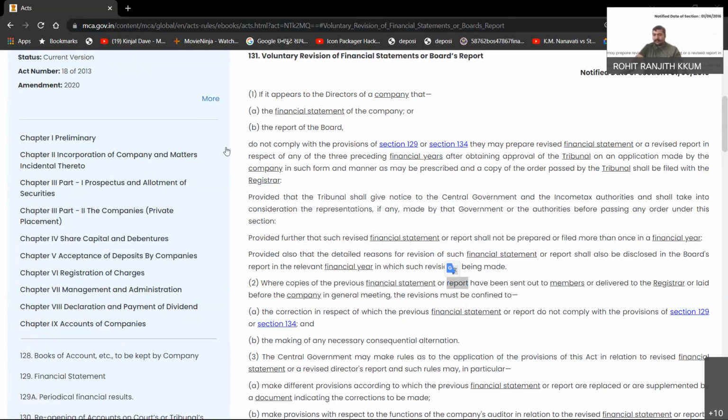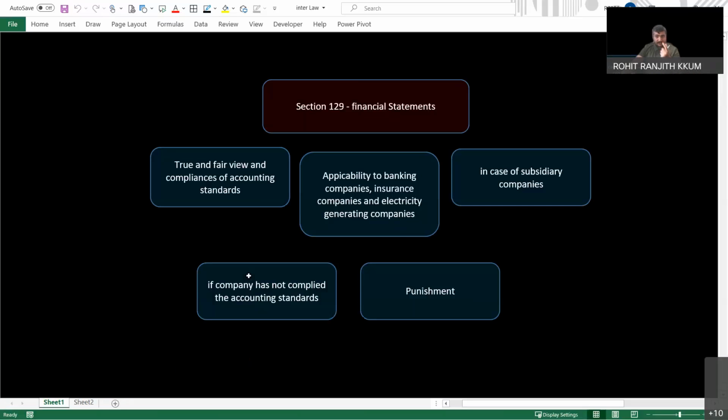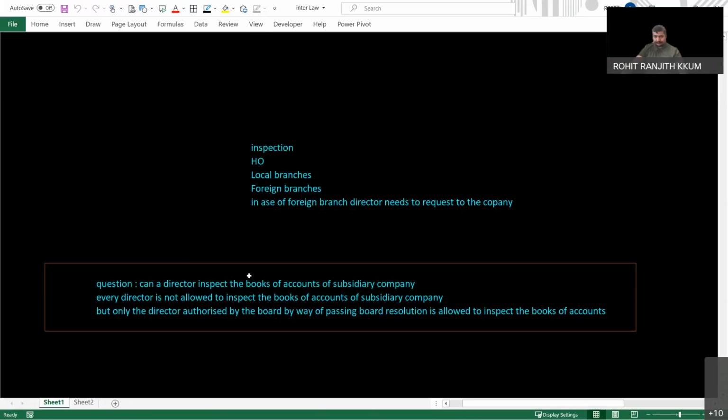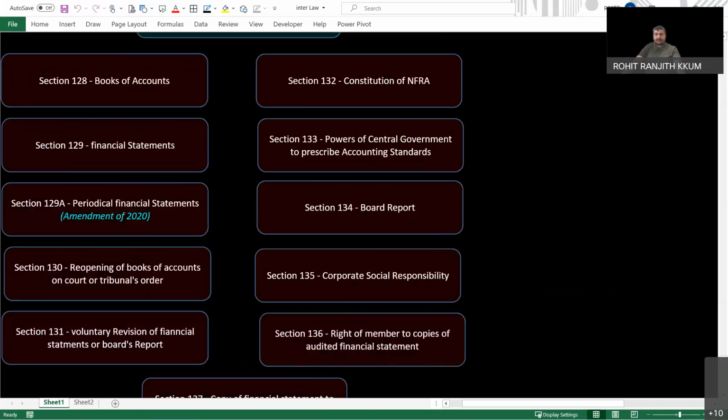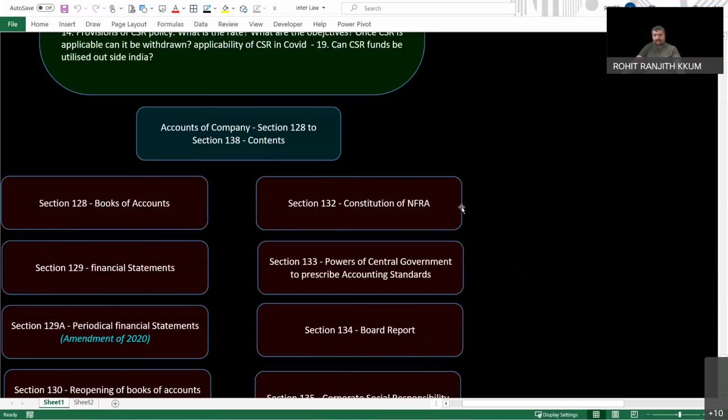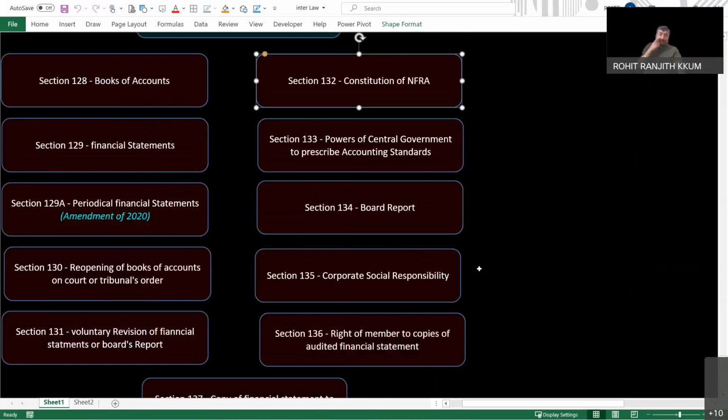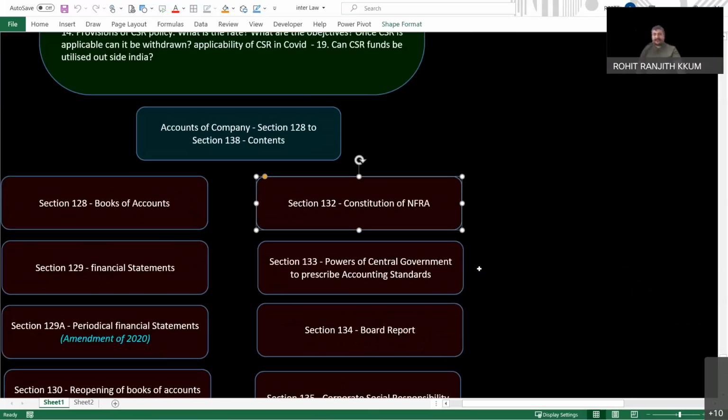All right. Now, after section 131, we are going for another very important section, and that section, as you can look at it, is section 132. Anyone has any idea what section 132 is all about? 132 is about the constitution of NFRA. Again, I want to ask you, what is the full form of NFRA? It is National Financial Reporting Authority.